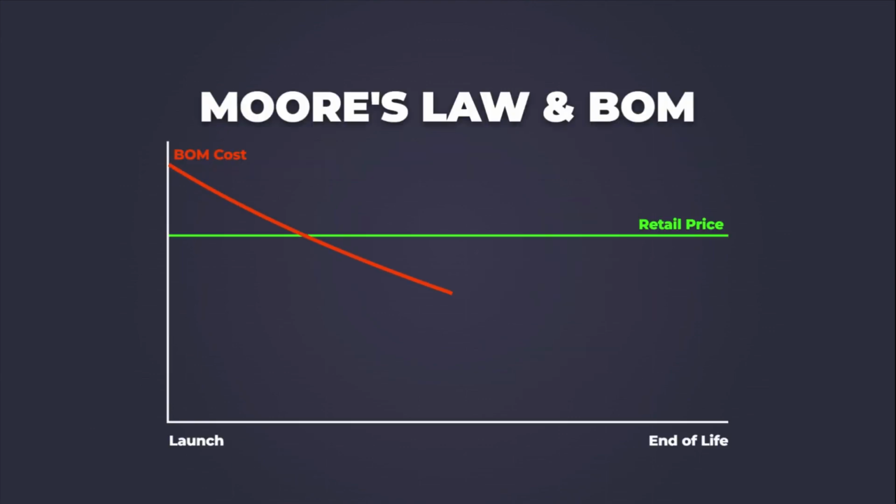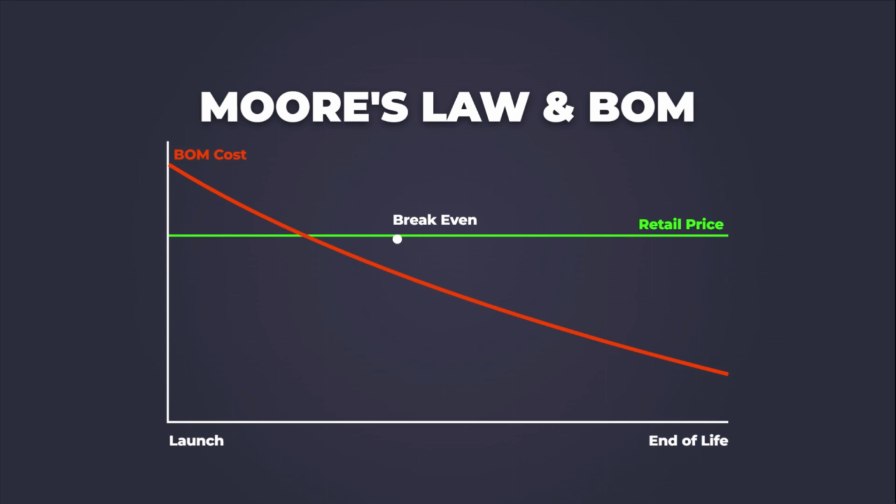The success of the loss leader model is contingent upon the predictable decline in component costs over time, driven by Moore's law and manufacturing efficiencies. The bill of materials, or BOM, for a console decreases significantly throughout its lifecycle. Semiconductor fabrication processes improve, leading to smaller die sizes, known as die shrinks, which increase the number of usable chips per silicon wafer and reduce power consumption.